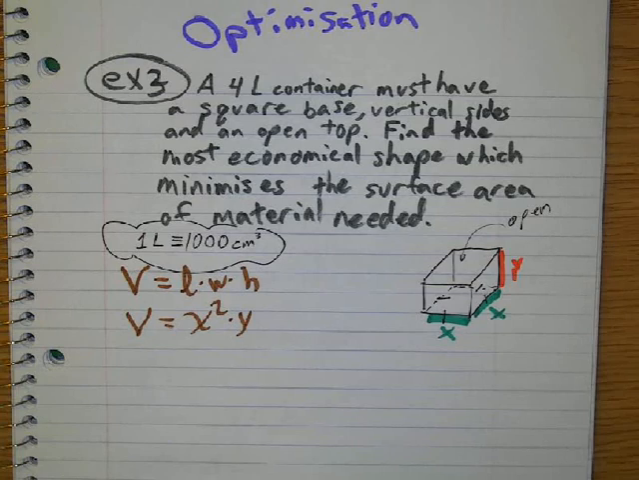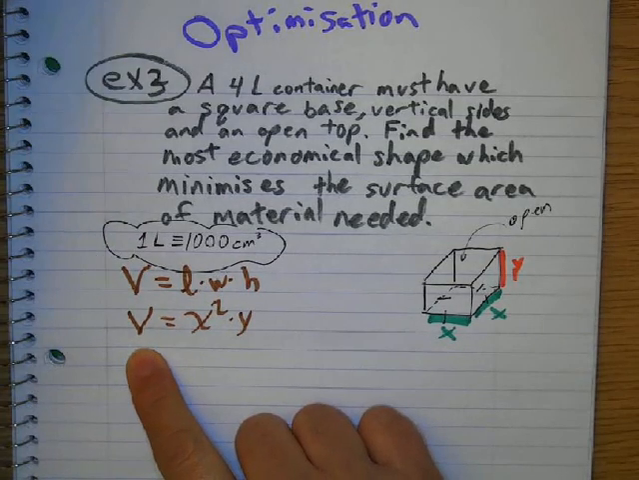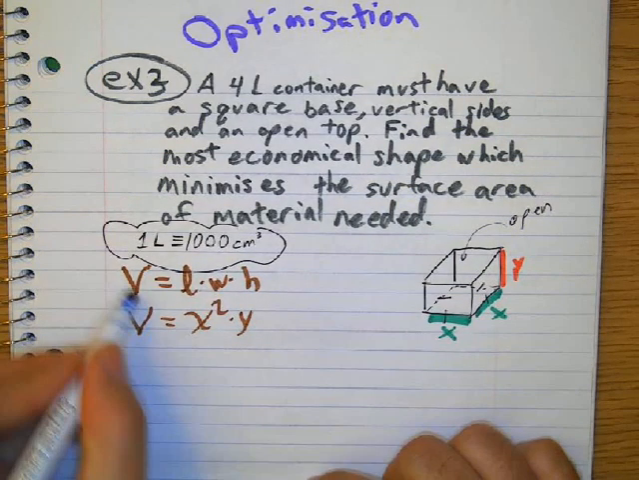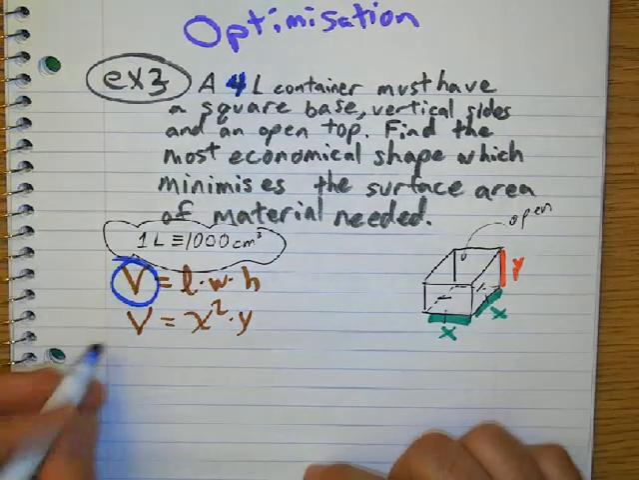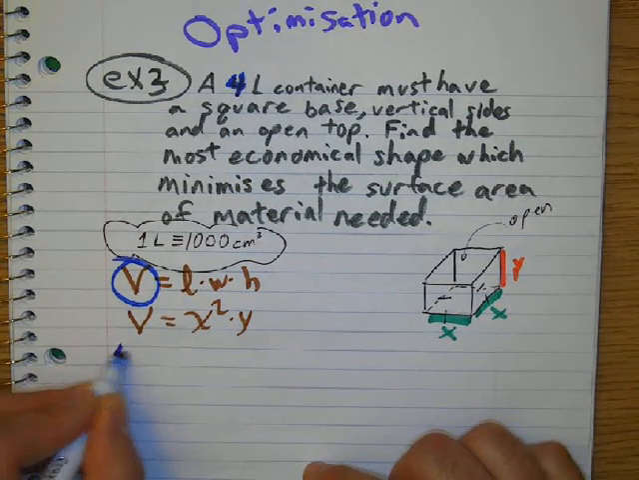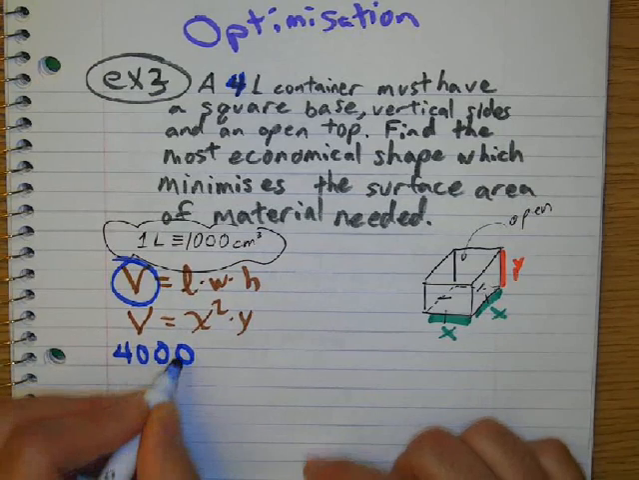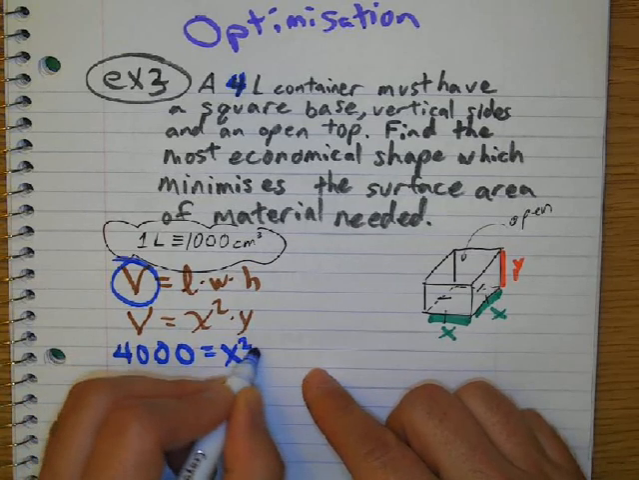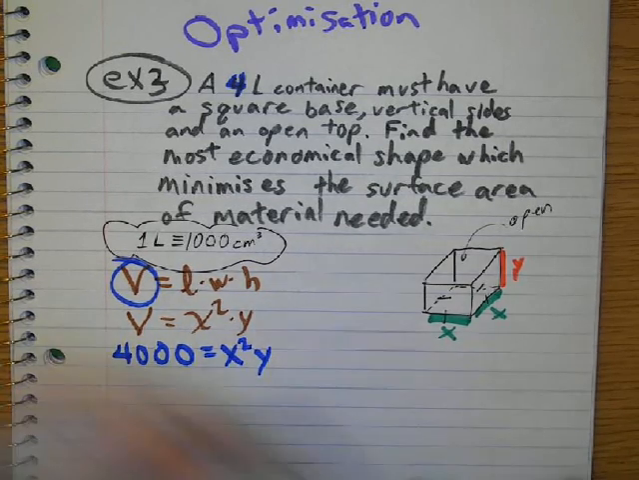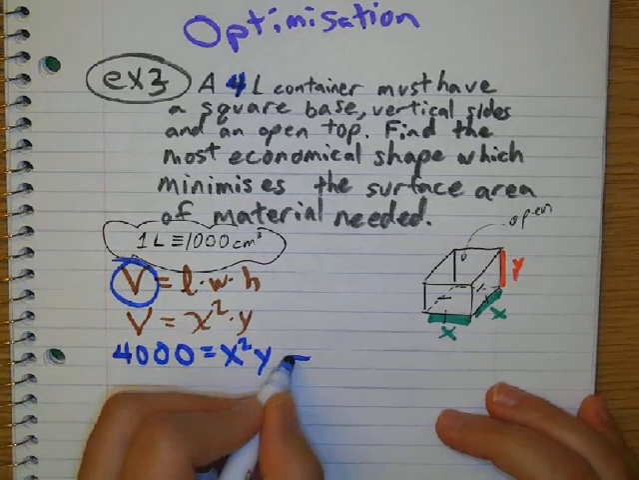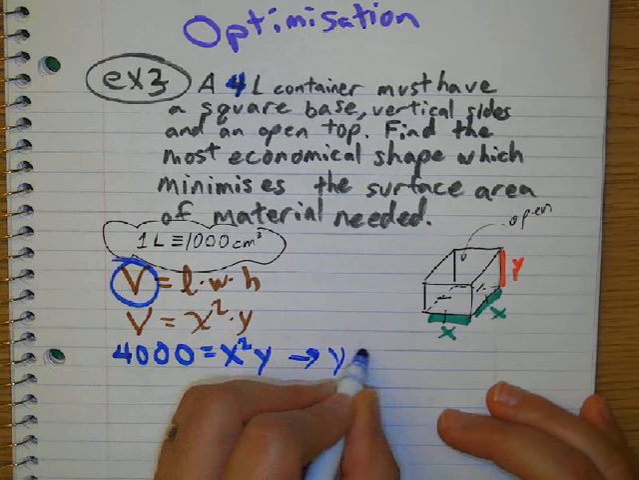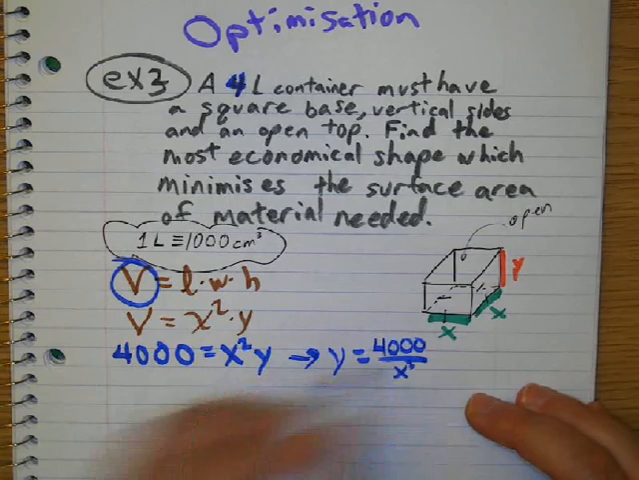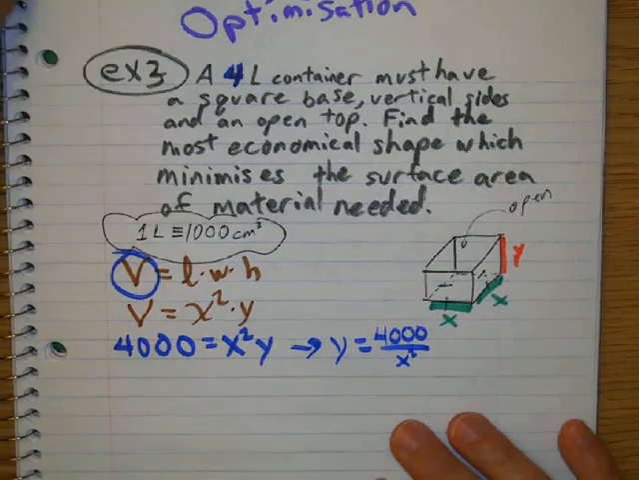And we know this volume is 4 liters, isn't it? So I can say 4,000 centimeters cubed is equal to x squared y. And what I'm going to do now is solve for y, and then we get y equals 4,000 over x squared, and we'll be using that just in a minute. Okay, now we're going to talk about the surface area.